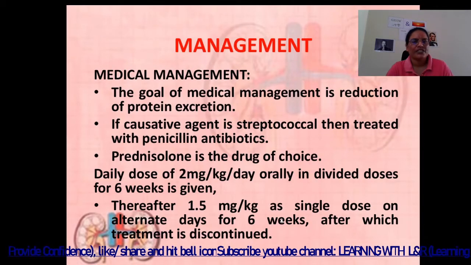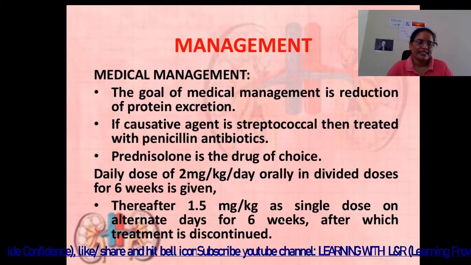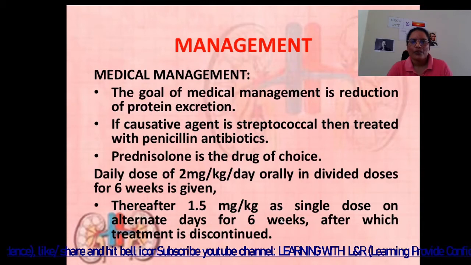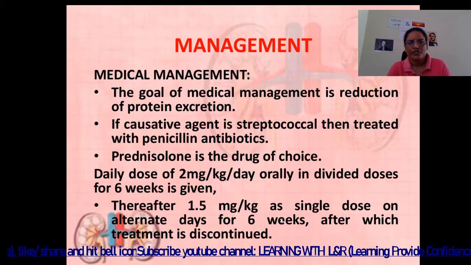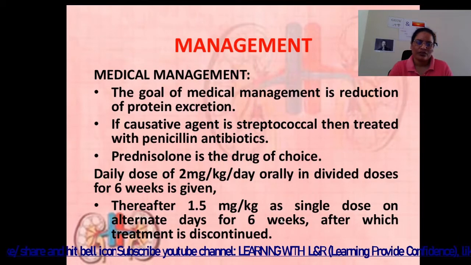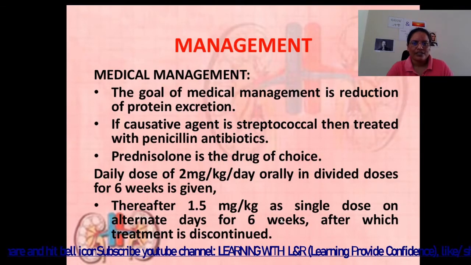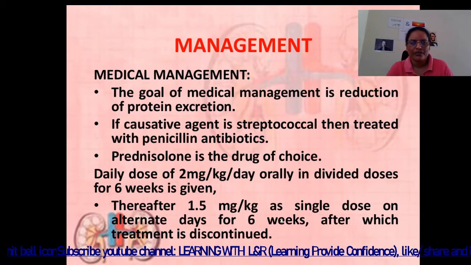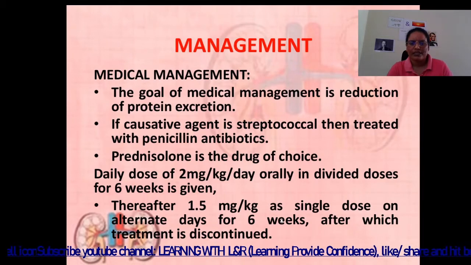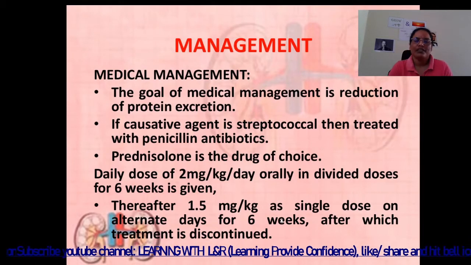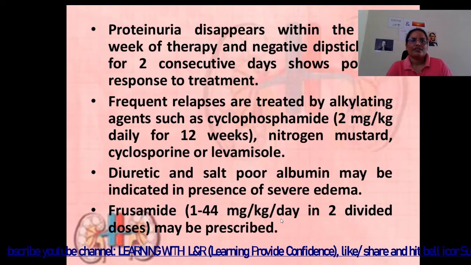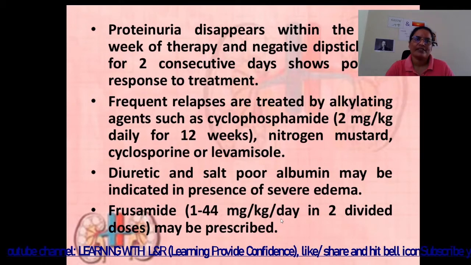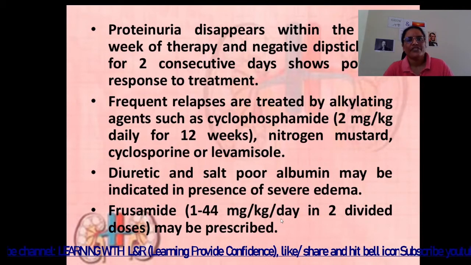If the patient weight is 10 kg, then we provide 20 mg prednisolone in divided doses, and after that 1.5 mg per kg according to weight of the patient for the next 6 weeks on alternate days, and after that we discontinue the treatment. Proteinuria disappears within the first week of therapy, and a negative dipstick test for 2 consecutive days shows positive response to treatment.